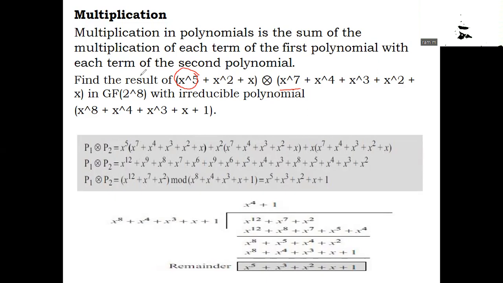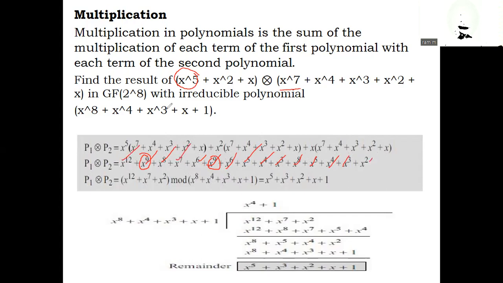Now, terms with the same power will cancel themselves. So x power 9, x power 9, they will be cancelled. If you apply addition between the same polynomials, we said that it will be 0, so we discard the pair. x power 6, x power 6, we discard. x power 8, x power 8, discard. x power 5, x power 5, discard. x power 4, x power 4, discard. x power 3, x power 3, discard. Then we are left with x power 12, x power 7, x power 2.